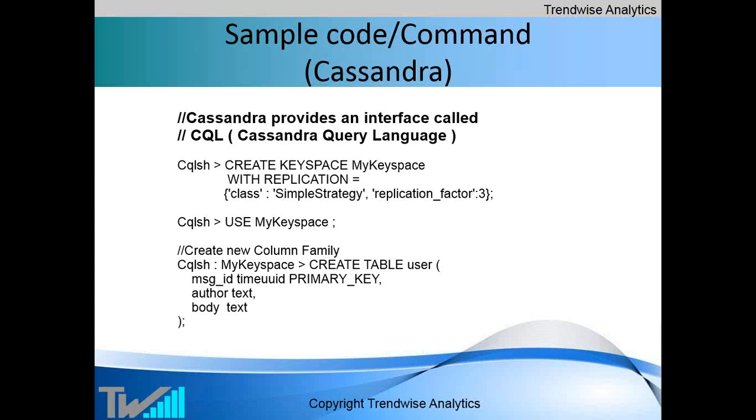So in order to create a column family, you go to that particular key space. In this case, let's say my keyspace, and you say create table, the name of the table, and then you provide the columns that you want to add. So basically this is known as a column family. We normally don't refer to it as a table. So you create a column family with the required columns, and that's how you create a column family in Cassandra.